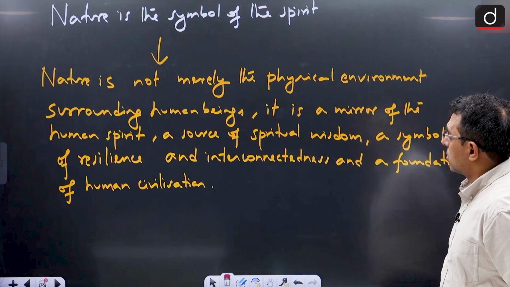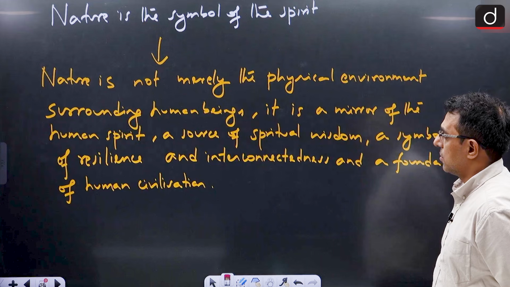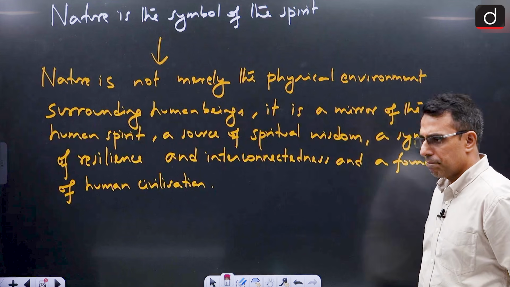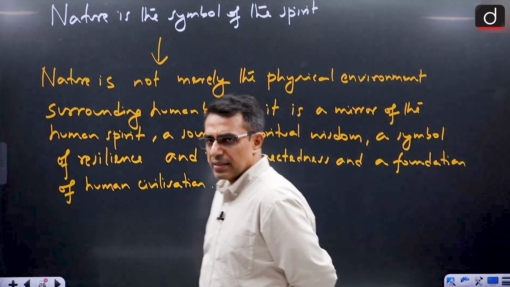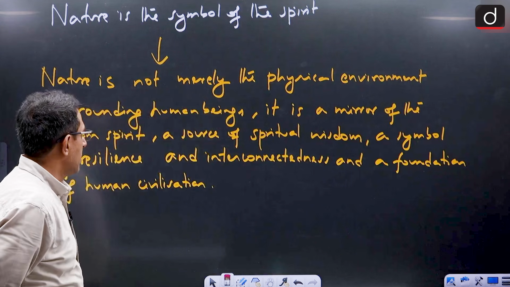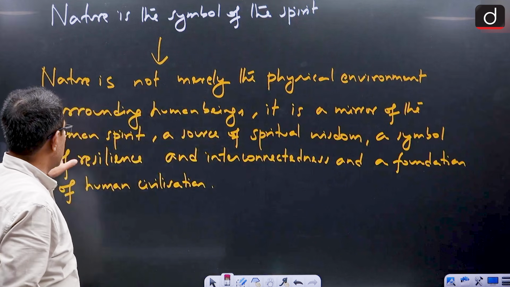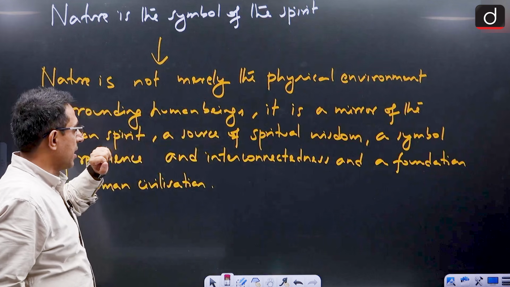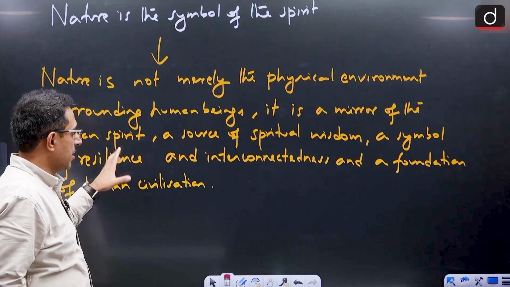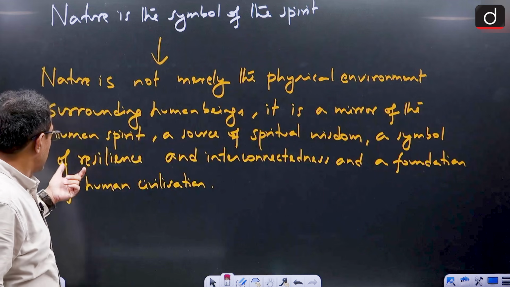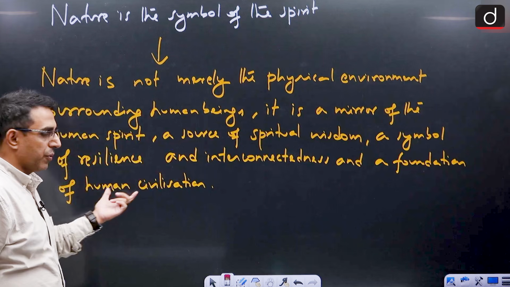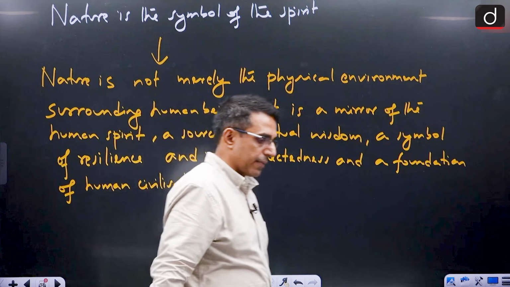Now in section B, the first topic, or topic number 5, is "Nature is the symbol of the spirit." So again it has a deeper meaning, right? And sometimes the deeper meaning may be difficult to grasp. It basically means that nature is not merely the physical environment surrounding human beings. It is a mirror of the human spirit, a source of spiritual wisdom, a symbol of resilience and interconnectedness, and a foundation of human civilization. So that is the core meaning.